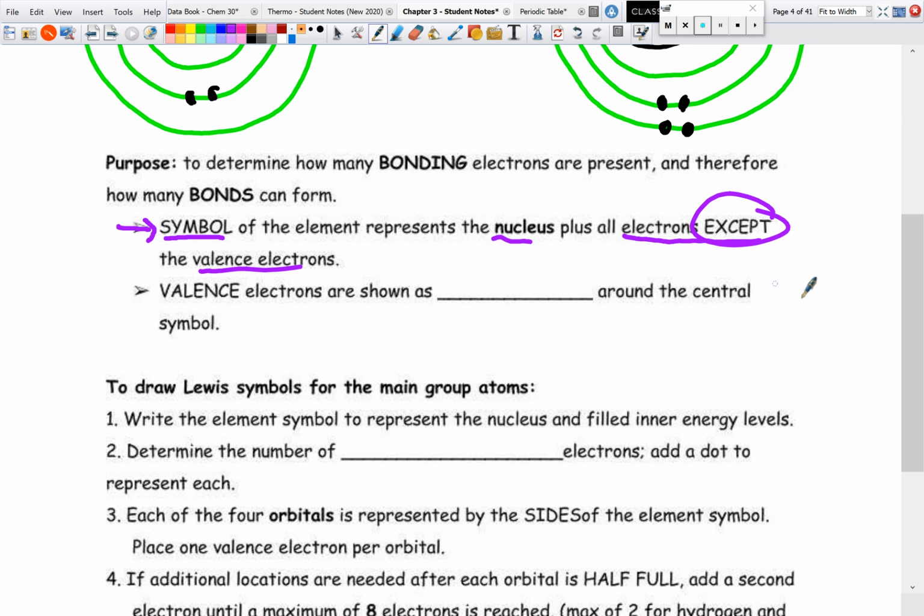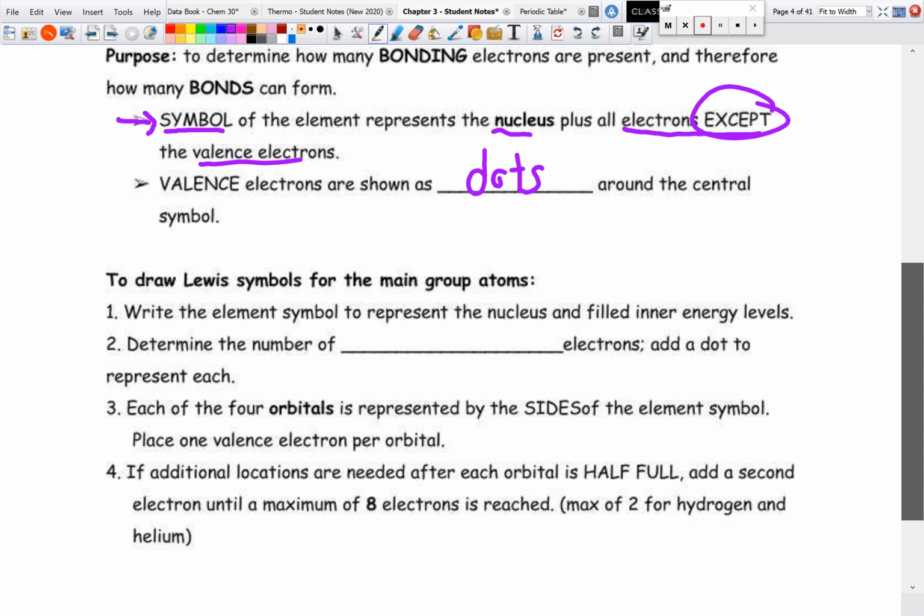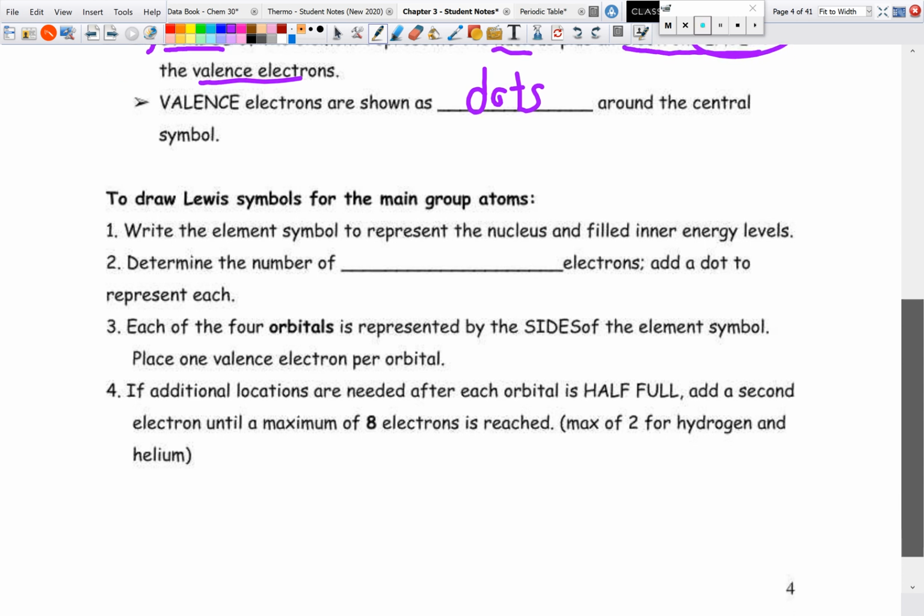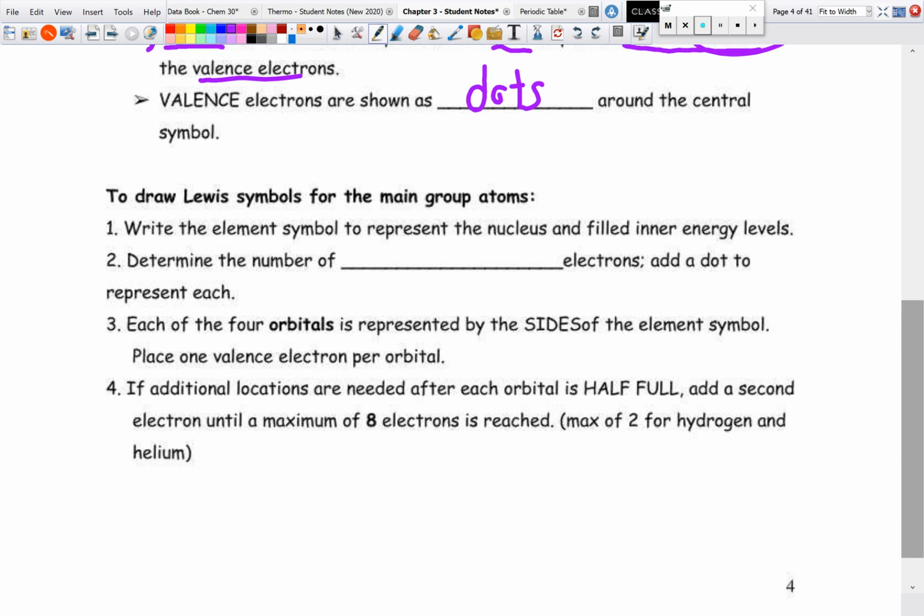So that means that when we write the symbol, we're assuming that we have the correct number of protons, correct number of neutrons, and all the filled energy levels. Now the valence electrons are shown as dots around the central symbol. Now we're not just going to toss in dots all willy-nilly, we need to actually have some set of rules here, all right, because we have the orbitals we have to take into account. So we have some rules.